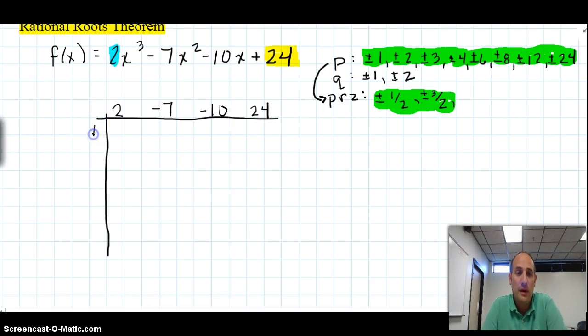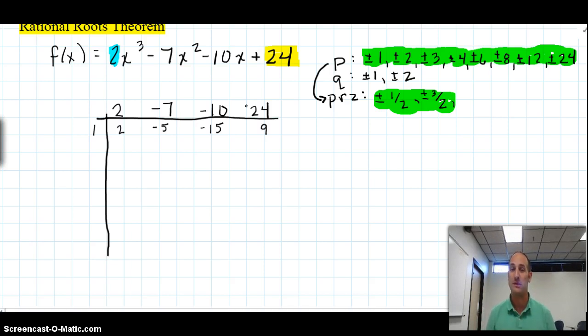If we put a 1 in here, the way we're going to handle this is we always just drop down that first number. So there's a 2 at the beginning, this column's going to say 2. Now we do 1 times 2, which is 2, and add that 2 to negative 7, which is negative 5. We do 1 times negative 5, which is negative 5, and negative 5 and negative 10 gives us negative 15. We do 1 times negative 15, add it to 24, and we get 9. That gave us a remainder that was not 0. So what that told us is that 1 is not a rational zero in this case.